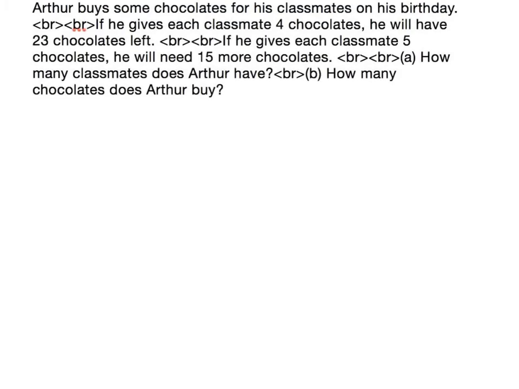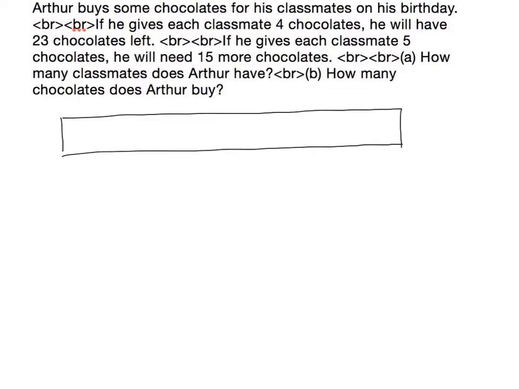First, let's draw a bar to represent the total number of chocolates that Arthur has. So we'll draw a long bar here. This bar represents all the chocolates that he has. Now, if he were to give each classmate 4 chocolates, the first classmate gets 4, the second classmate gets 4, 4, 4, 4, everyone gets 4.